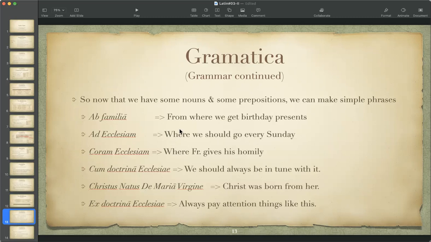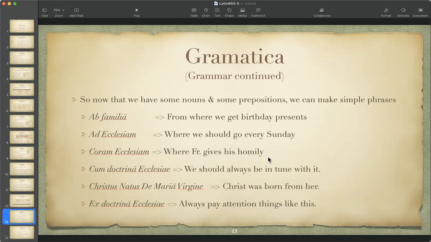Student translates here. So ab familia, from where we get birthday presents. What does ab familia mean? From the family, the household. Ad ecclesiam, where you should go every Sunday. To the church. Yep. Coram ecclesiam, that's where Father gives his homily.